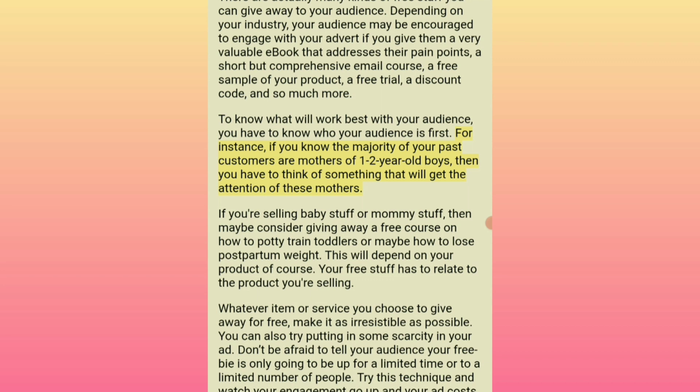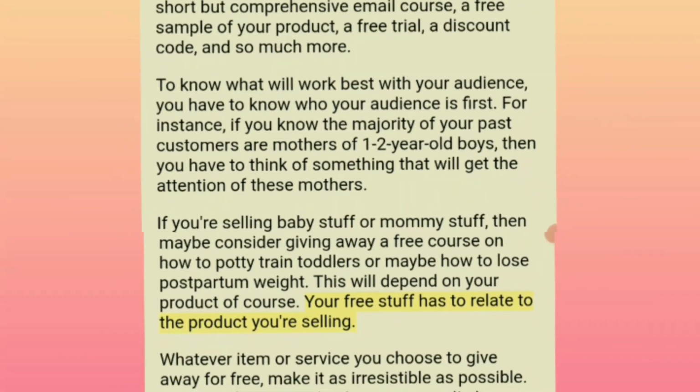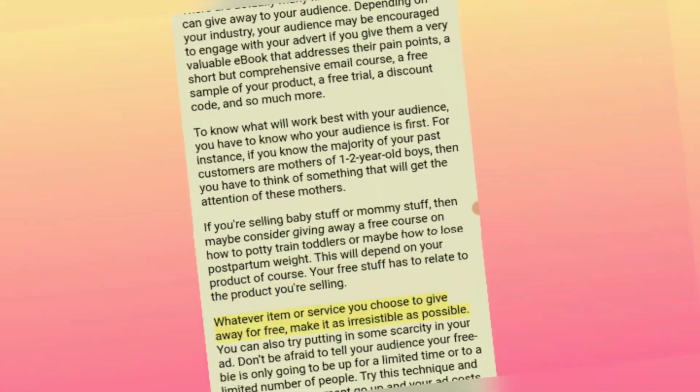Whatever item or service you choose to give away for free, make it as irresistible as possible. You can also try putting in some scarcity in your ad. Don't be afraid to tell your audience your freebie is only going to be up for a limited time or to a limited number of people. Try this technique and watch your engagement go up and your ad costs come plummeting down.